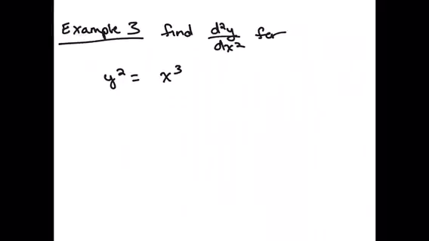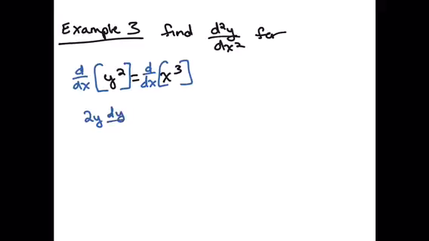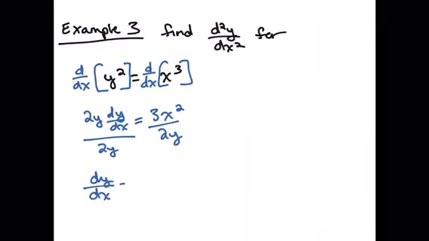We're going to do one more second derivative. So for this one, we're differentiating y squared equals x cubed. I'm going to take the derivative of both sides. On the left, I'm going to get 2y dy/dx, and on the right, I get 3x squared. Divide both sides by 2y, and I get my first derivative is 3x squared over 2y, which cannot be simplified.